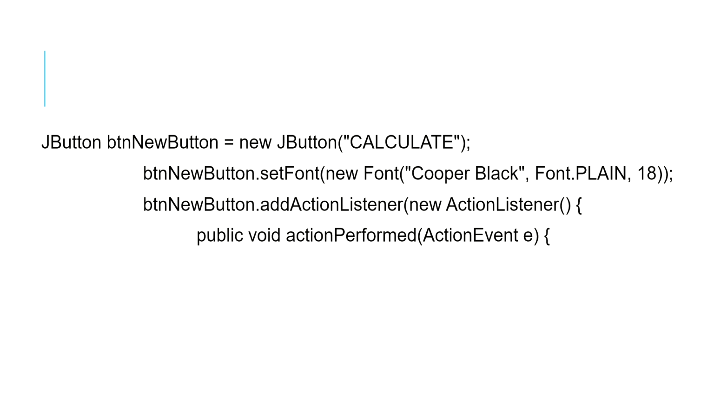Next is the JButton. JButton class is used to create a labeled button that has platform-independent implementation. The application results in some actions when the button is pushed. It inherits the AbstractButton class. On this program, we created three buttons. First, the calculate. The calculate button is used to make the program calculate for the desired number inputted by the user.